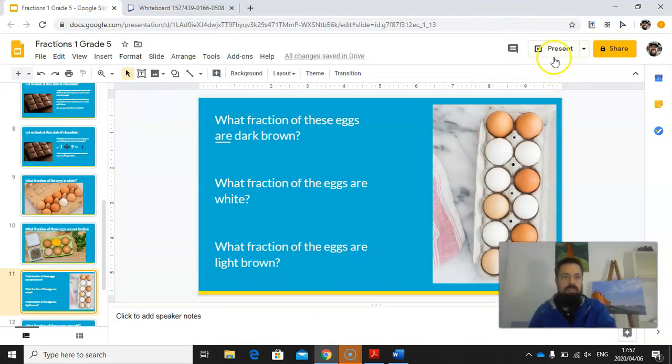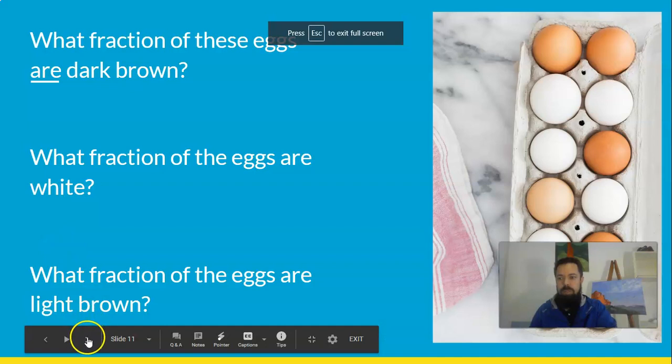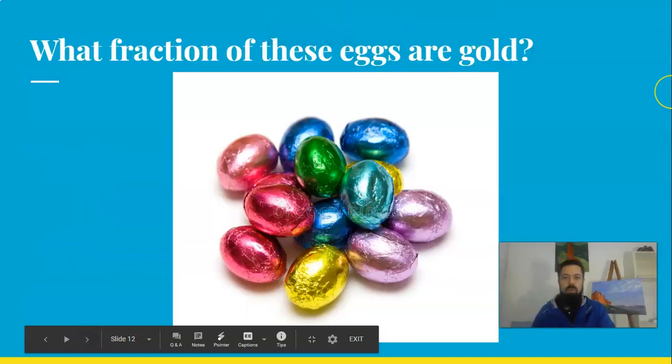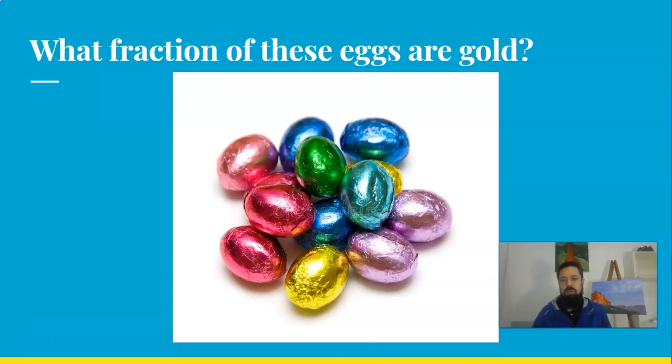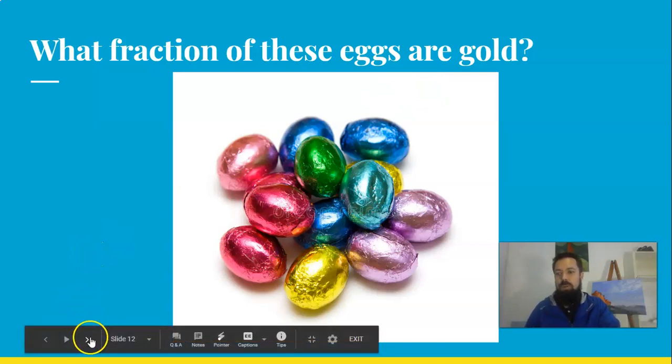All right, and finally we have, I think, just one more slide before we finish up for today. I made it a little bit more complicated because there's more to look at. I'd like to ask you, what fraction of these eggs are gold? Well, I get that there are 1, 2, 3, 4, 5, 6, 7, 8, 9, 10, 11, 12, 13 altogether. Two are gold, so the fraction you were looking for was 2 over 13 or 2 thirteenths.